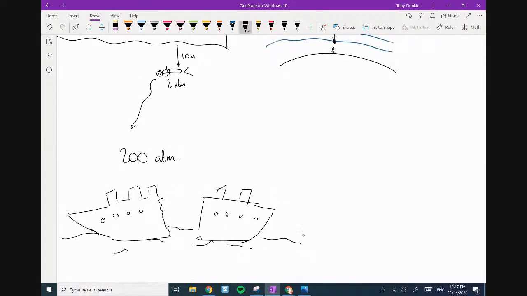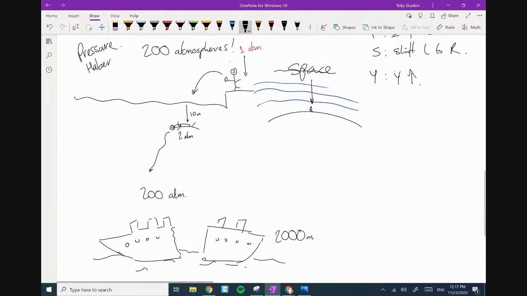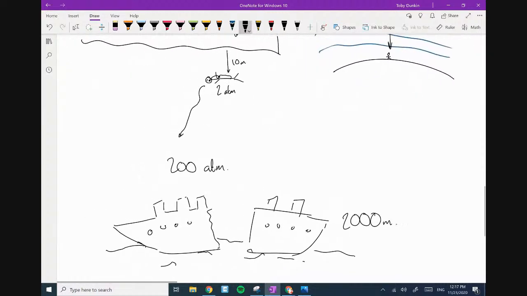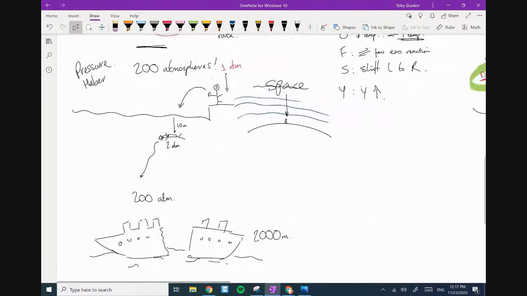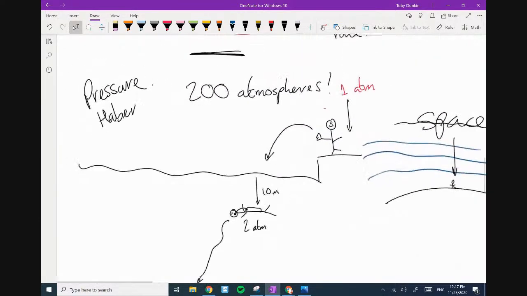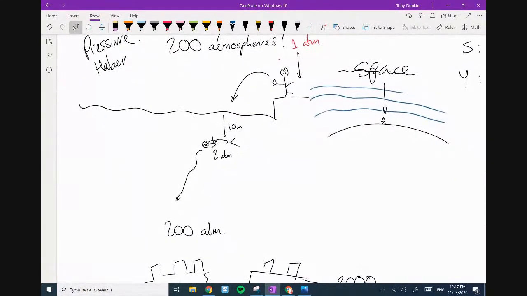This is the same depth as the Titanic, which is insane. There's only about 8 or 9 submersibles in the world that can get that deep without being crushed by the pressure. That is insane amounts of pressure. And they use this in the Haber process.